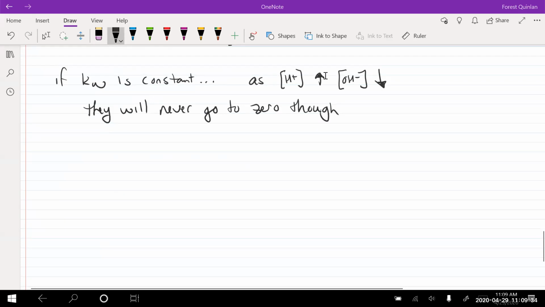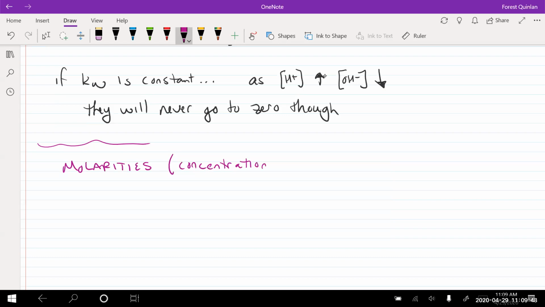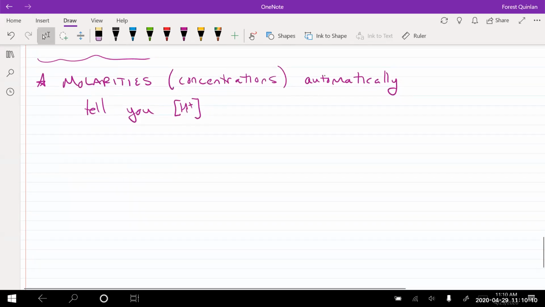Now, it should be noted here, molarities, right? We said those are concentrations. Molarities, concentrations, automatically tell you the H plus concentration. So this is kind of cool. And this is one of the reasons why we get these molarities in the first place.